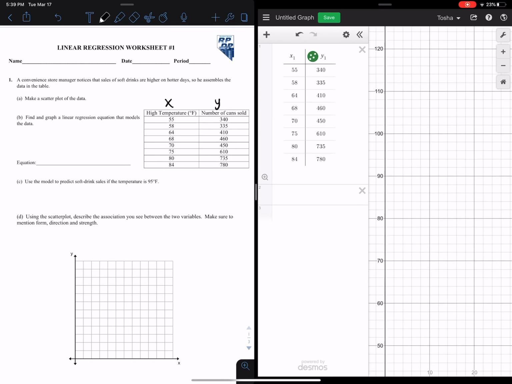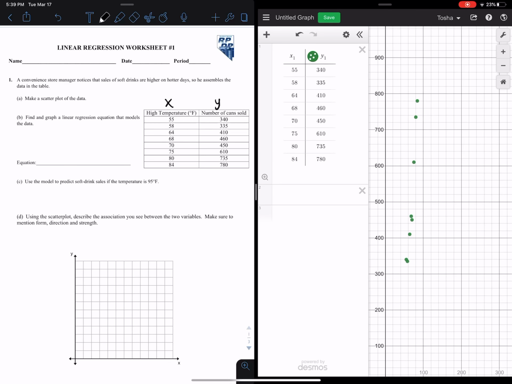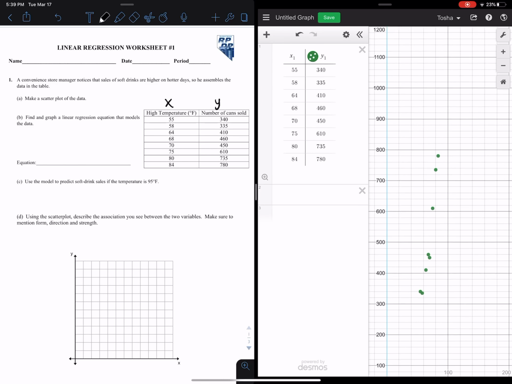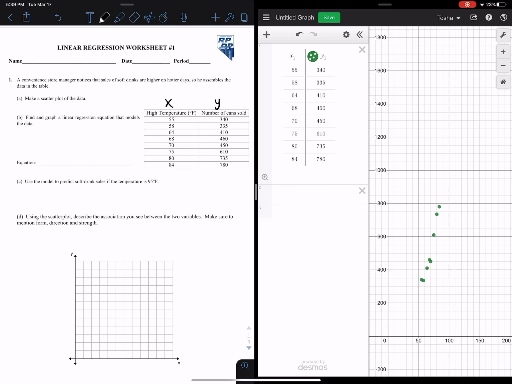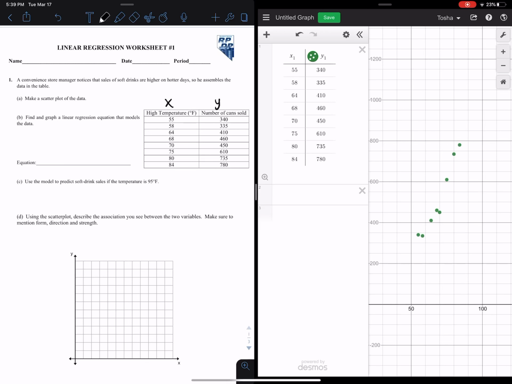So I'm going to zoom out a little bit until we start to see points. And then you can see our points right here. And I'm going to change the scale here. So this is our data. That's the scatter plot. So we've done the first one. So I'm going to put a little check there next to A. And then it says find and graph a linear regression model or a linear regression equation that models the data.